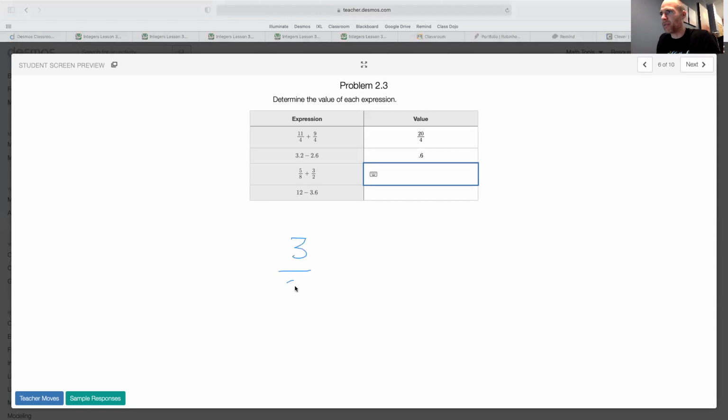I'm going to rewrite the fraction 3/2 with an 8 on the bottom by multiplying the top and bottom by 4, and I get 12/8. Now I can add that to this 5/8, and I get 17/8.